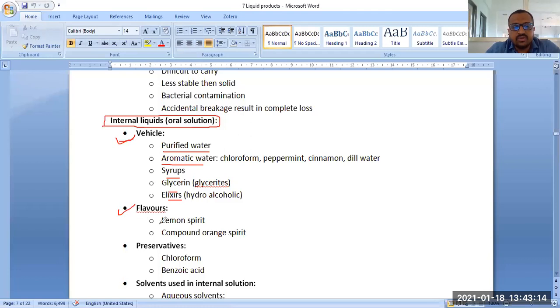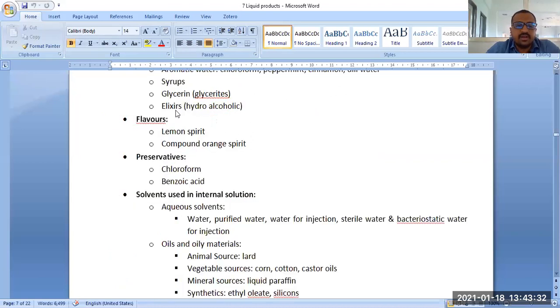Okay, flavor: you can use any flavor as per the requirement, as per compatibility, and also as per the color you require, so you can choose your flavor. Preservatives: why do we require preservatives? Because there is a chance of microbial growth, so preservatives are required. Solvents used in internal solution, we already discussed in a previous lecture.